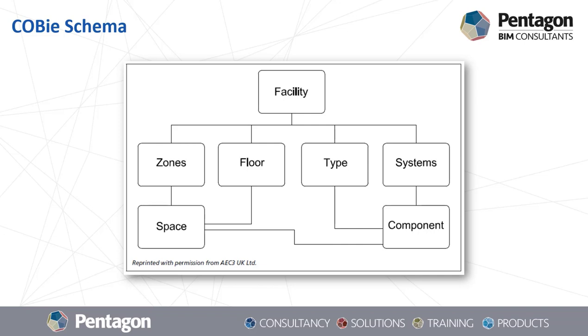So this is taken from the BS 1192 Part 4 standard, and it's just to try to help visualize the relationship between the different sheets that already exist inside the COBie schema. The COBie schema is there to help deliver structured information, and as such, these relationships are key to maintaining those outputs.